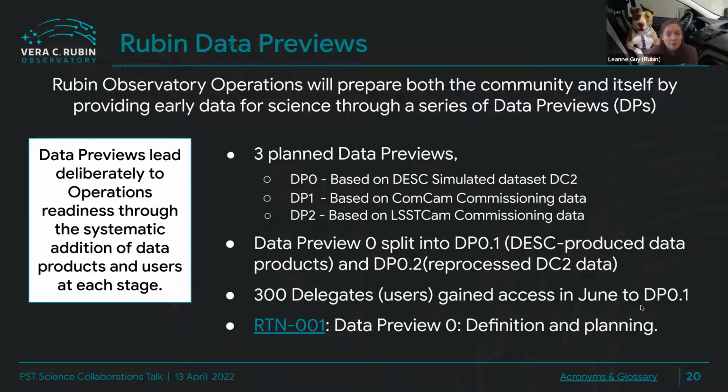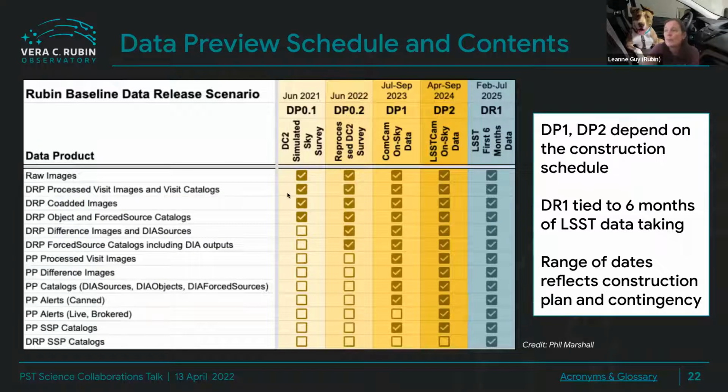Many people have been working with the DESC data products, and it's been very informative. There is a planning document here if you'd like to have a look at any of the details as to how we're going to move through these data previews. We're going to ramp up not just the resources, the science platform, the number of users, but also the data products served. We will not serve all data products in the early data previews.